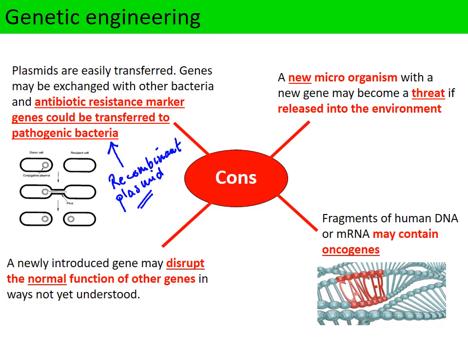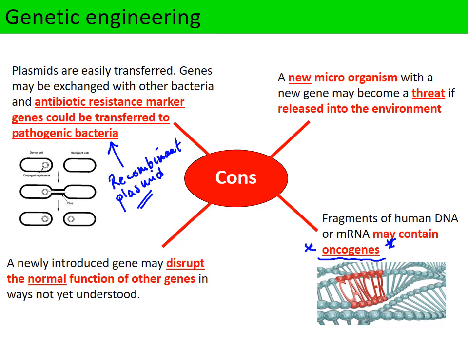Now, another problem with genetic engineering is that if we put human genes into other organisms, we don't necessarily know if these human genes or human nucleic acid contain oncogenes, because we know human genes can actually be mutated and they can become cancerous, which is what an oncogene is.